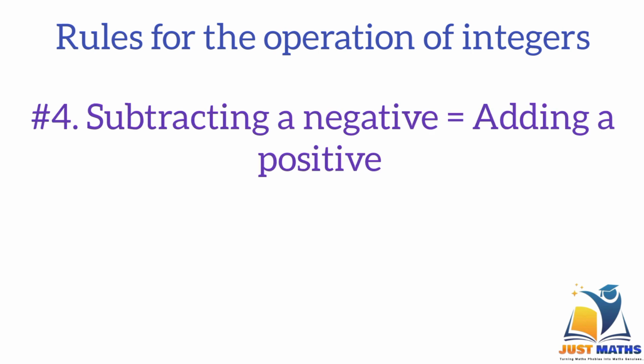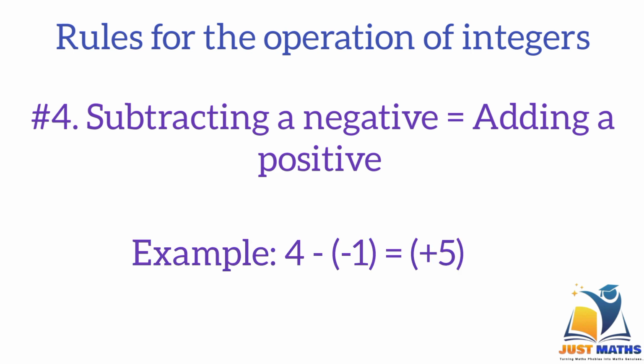Now let's look at the rule number 4. Subtracting a negative is equal to adding a positive. When you subtract a negative, it equates to adding. Let's look at an example. 4 minus -1 gives us +5, because the minus and the minus are put together to make a plus, so it gives you +5.